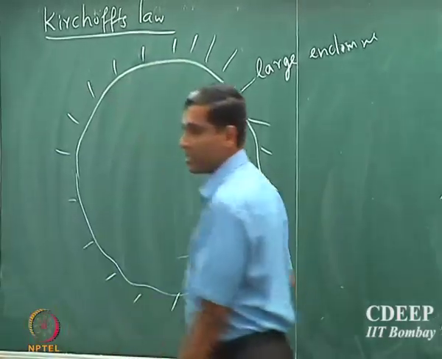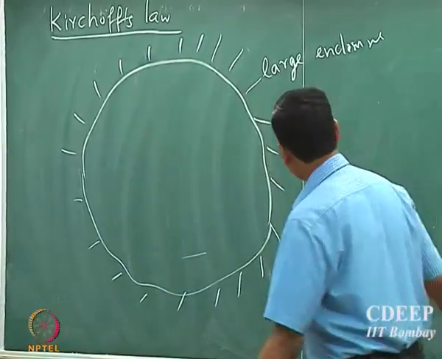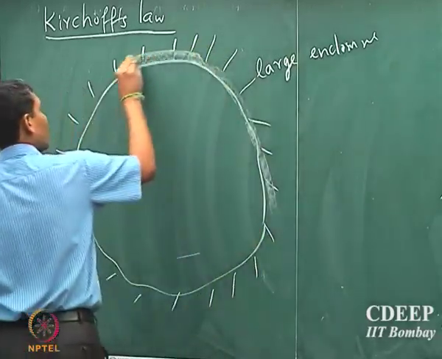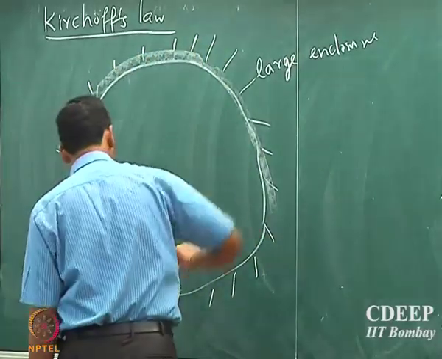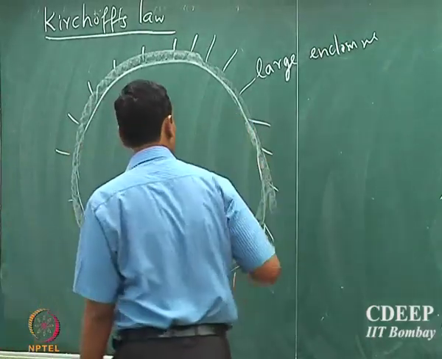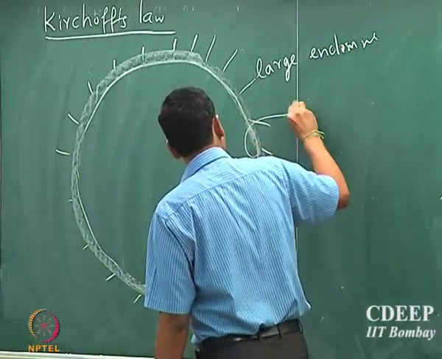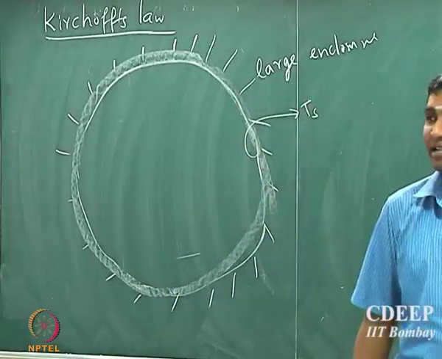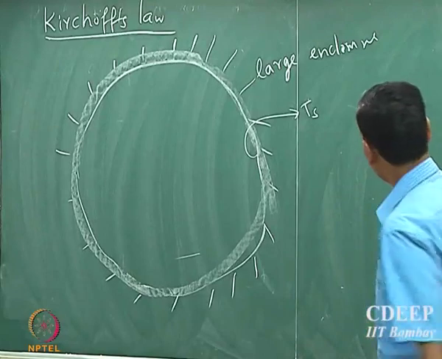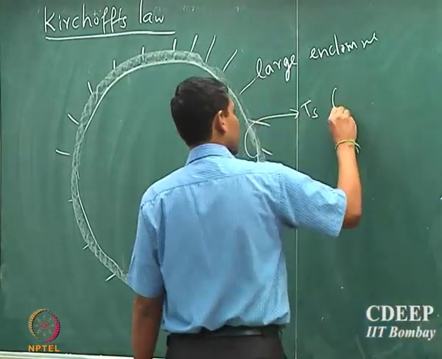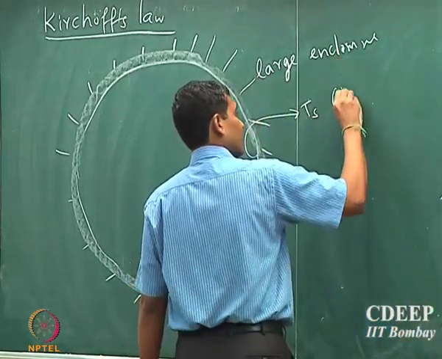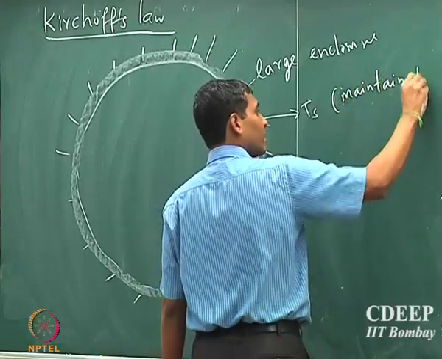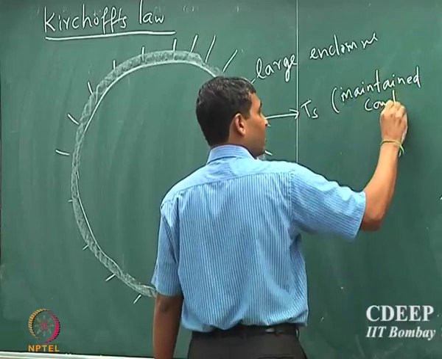There is no heat being lost, and let us also assume that some heating is done to this large surface, such that the internal temperature is maintained constant. So the internal temperature is isothermal. It's a large enclosure, and the internal surface temperature is maintained constant.